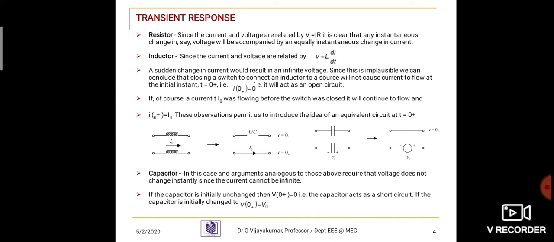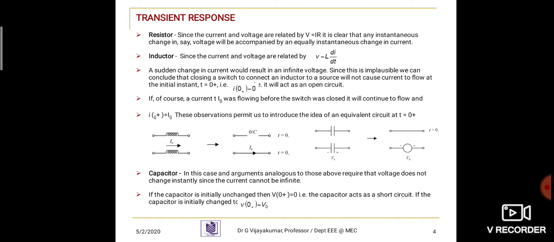The schematic diagram shows OC, which indicates that at the time of switch closing, the inductor should be acting as an open circuit, and then when current starts flowing, it acts as a closed one. So, the equation and schematic sketches give an idea of what a transient state is.